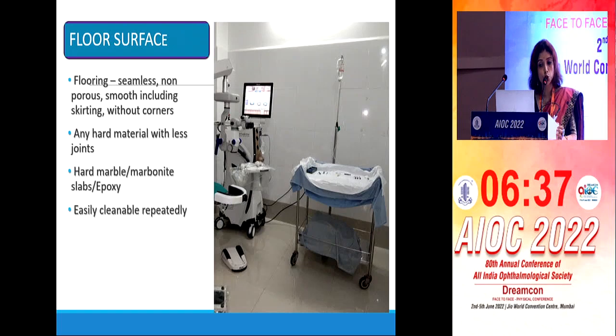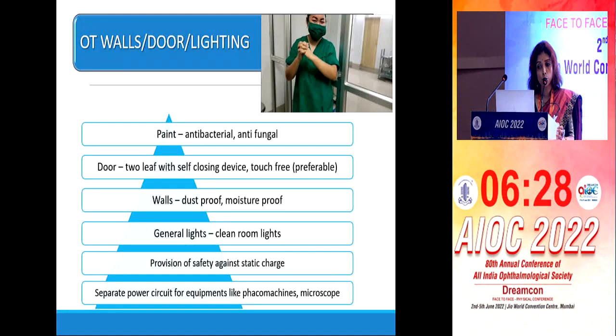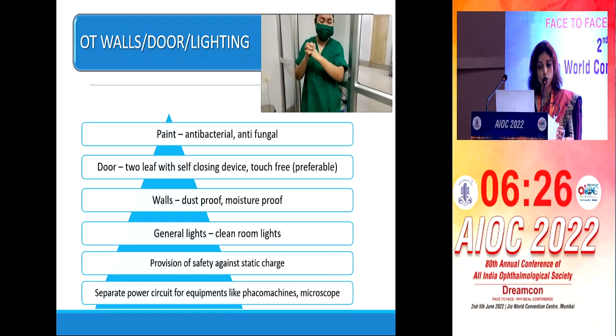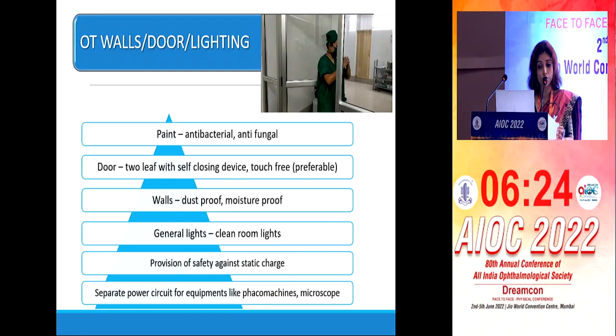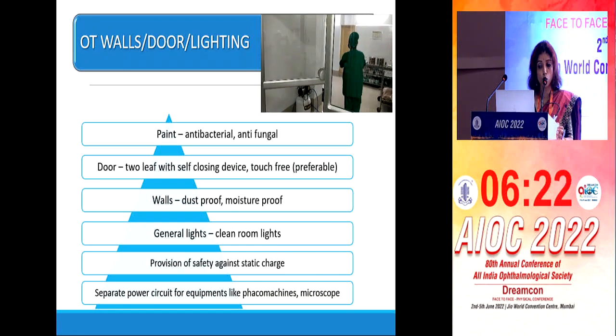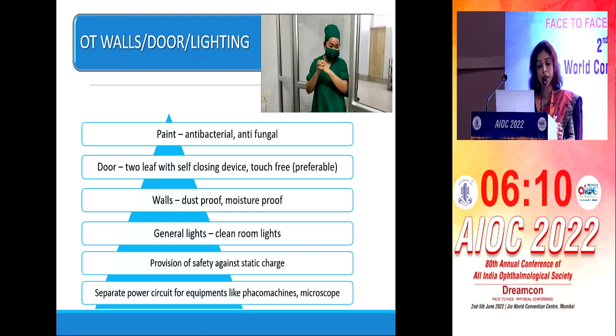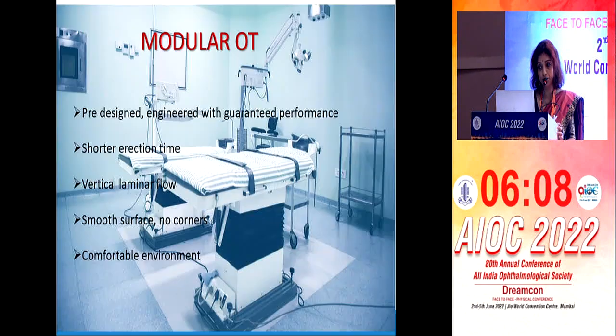Floor surface should be seamless, non-porous, smooth. It should be easily cleanable repeatedly. OT doors should be self-sealing with a closer like this so that you don't have to hold with the hand. The walls should be moisture-proof, light should be good, and since we have so many costly instruments like the vitrectomy machine, phaco machine, all OTs should have a separate power circuit and a UPS backup.